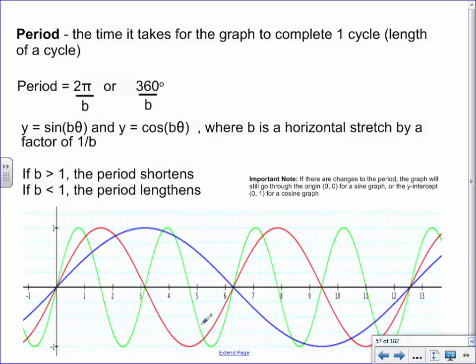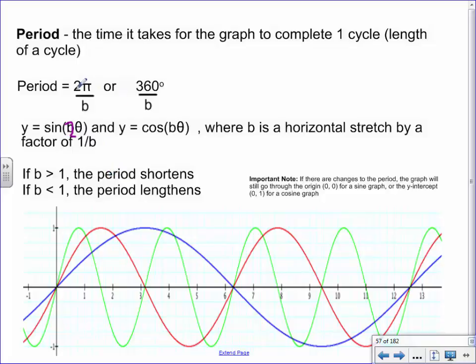See how the red graph finishes at 6.28 right here? Whereas the green graph, see how the green graph has been shoved in? Well, if the value right here to shove it in would be at 2, you know how a 2 would squish it inwards?